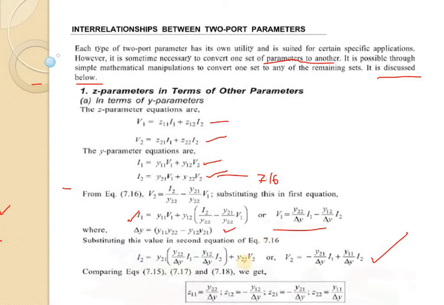We have just compared this equation with the Z parameters equation of V2. So we have got Z21 equals minus Y21 by del Y and Z22 equals Y11 by del Y. For comparing the values of Z11 and Z12, we used the earlier relation. In that way, we have got the relationship between Z parameters in terms of Y parameters.